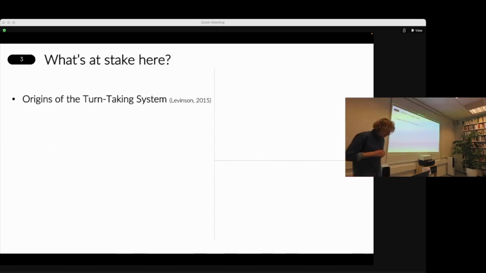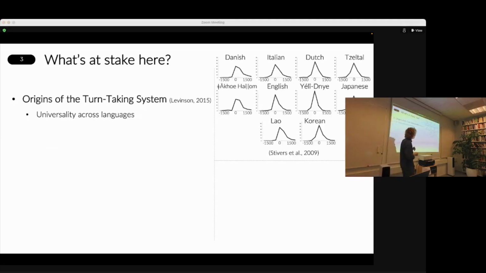I think it's also just, before we get going as well, important to note what's at stake here. What are the really interesting questions that we can ask about turn-taking and how this fits into the general picture we have of communication in general? And once we look across distinct languages, here's a graph of 10 different languages that have been looked at in the Stivers et al. paper, looking at latencies between turns.